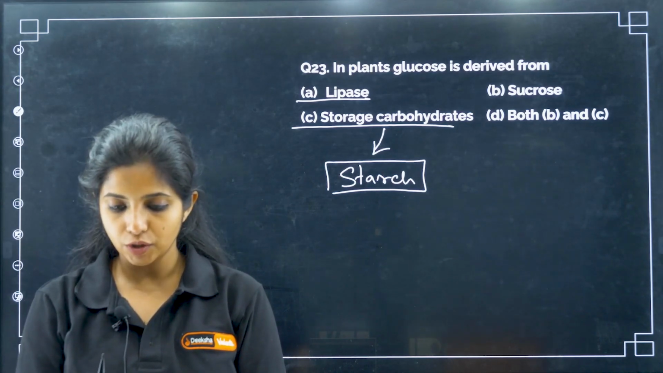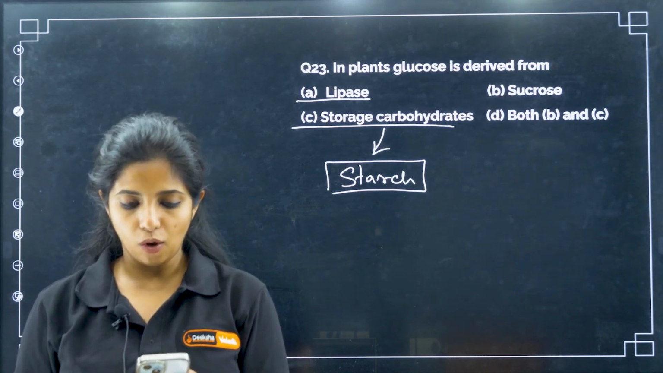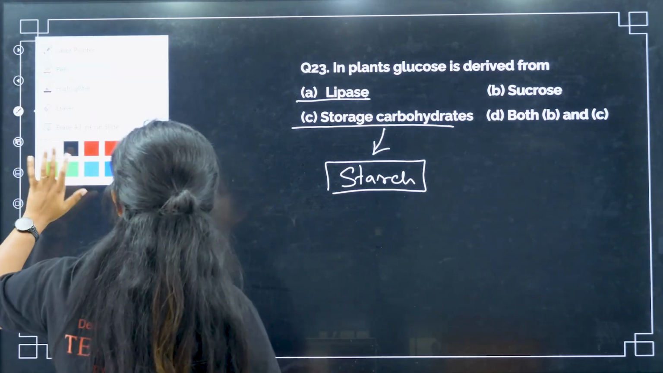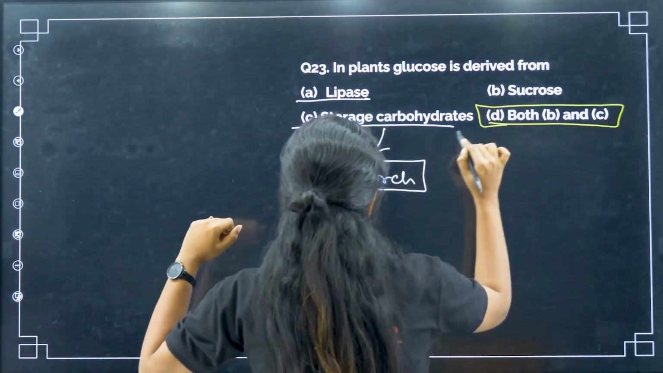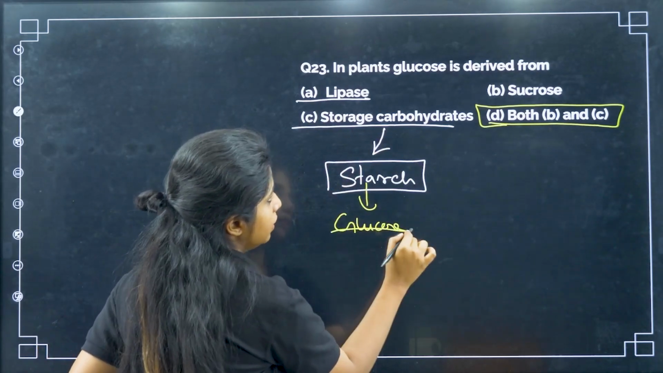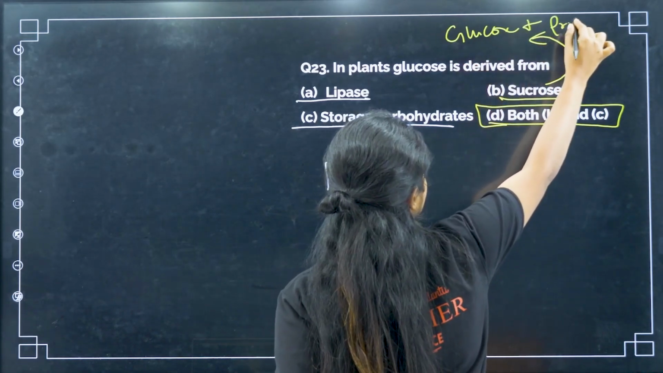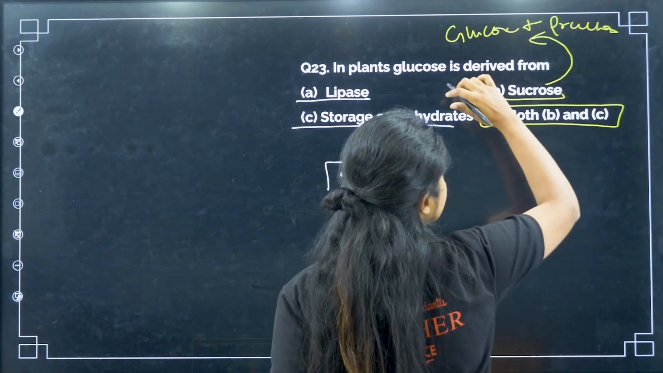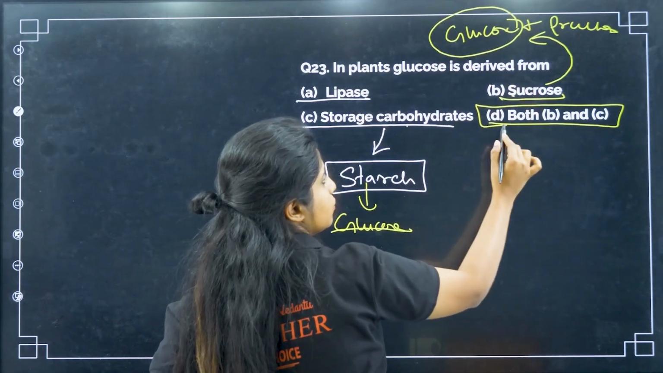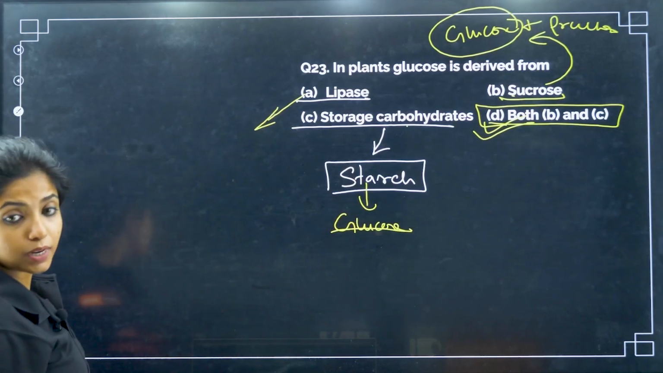So what will be your answer, my dear children? Is it B or is it C? Can I say it's both B and C? Yes, I can definitely say that it will be both B and C, and I hope you got it. Why? Because storage carbohydrate is starch, and starch is made up of a number of glucose molecules coming together. Sucrose is made up of two sugars, one is glucose and the other one is fructose. So when you are breaking down sucrose, you're gonna get at least one glucose for sure. So in plants, glucose is derived from sucrose and starch, which is why your answer will be both B and C. Not lipase, because lipase is an enzyme that is going to break down lipids.